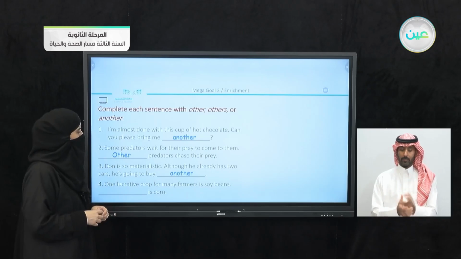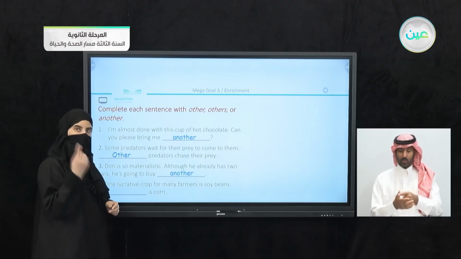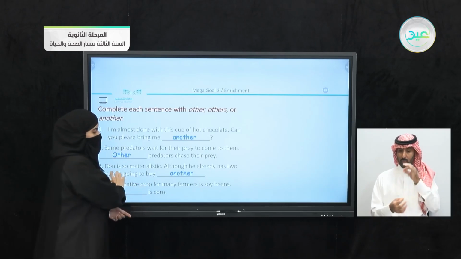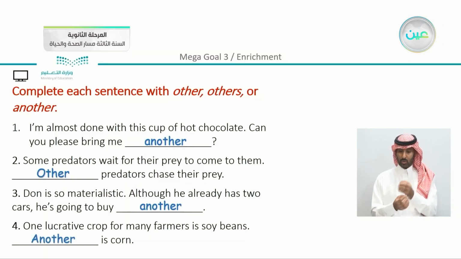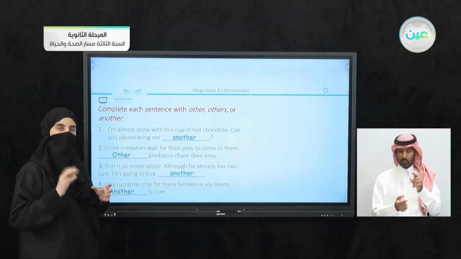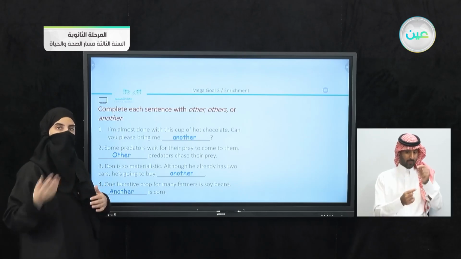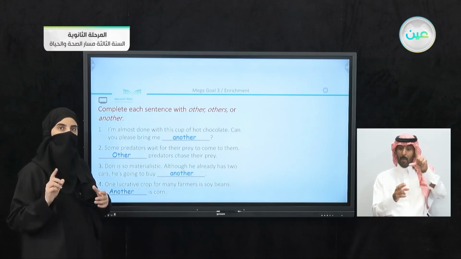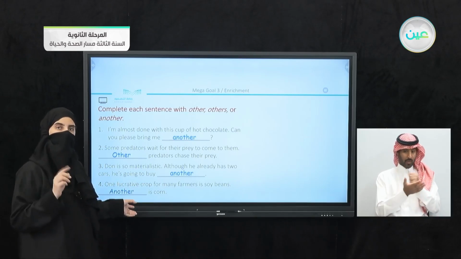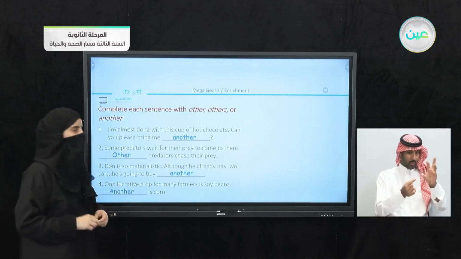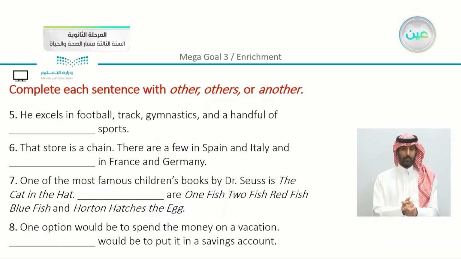One lucrative crop for many farmers is soybeans. Blank is corn. The other is corn, or we can say in the sentence, another is corn. Also here, just to remind you, if the previous sentence is done and there is a full stop, you are going to start the next sentence with a capital. So even if it is a blank here, you must pay attention to the smallest details. Number 5: He excels in football, track, gymnastics, and a handful of blank sports. Sports is plural as well. So here we can say other.